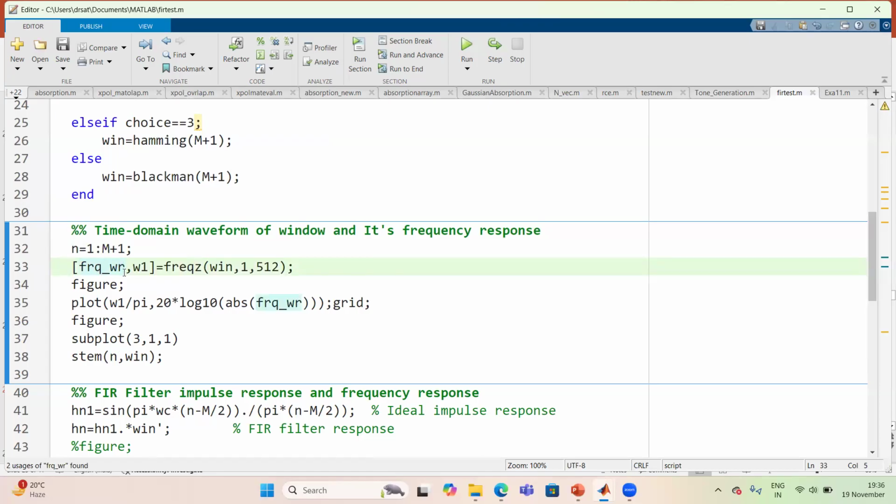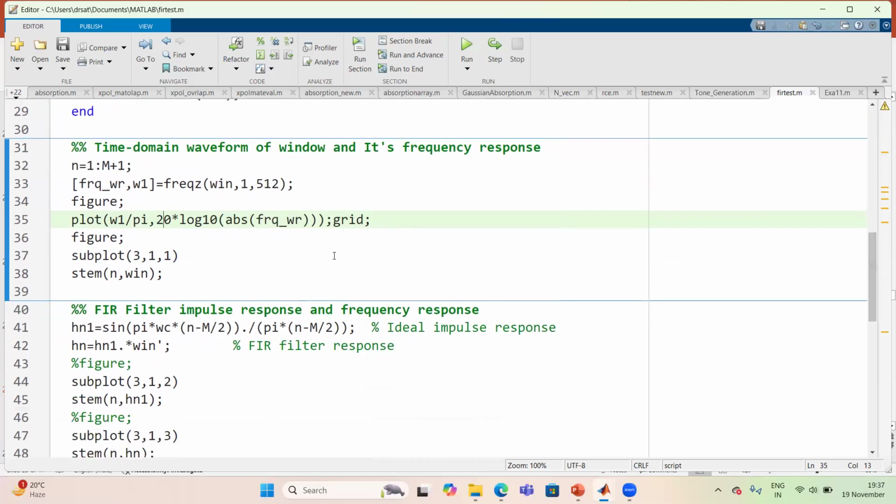Now this is going to be plotted. We have to plot this frequency response, and you remember while plotting the frequency response, we are normalizing the frequency value. It will be normalized by pi, so we have to divide the frequency by pi. And then we have to evaluate 20 log 10 of the absolute value of this frequency response, and then plot it. Similarly, I have plotted the time domain waveform of the generated window by using this subplot function.